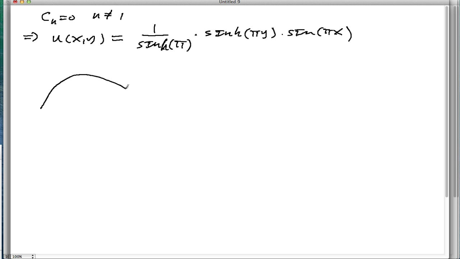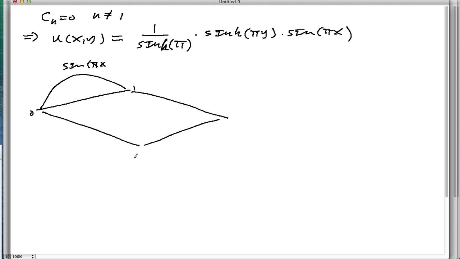I can draw it. On this side, it's going to have sine pi of x, and it's going from 0 to 1. And here we have y is equal to 0, and that's y is equal to h. In this case, that's going to be 1. And here we have x is equal to 0. Here, all the way to x is equal to 1. And we know that on this side, it's going to be just sine pi x. All right, but what is it doing in the middle?